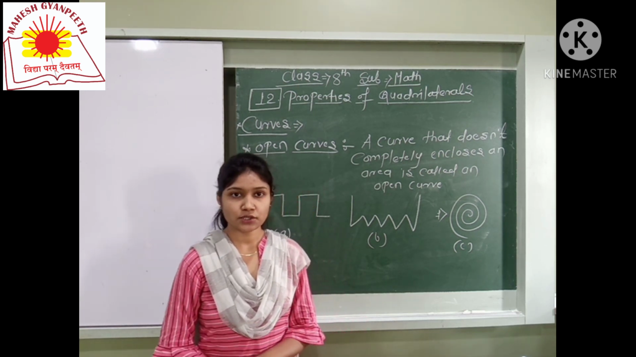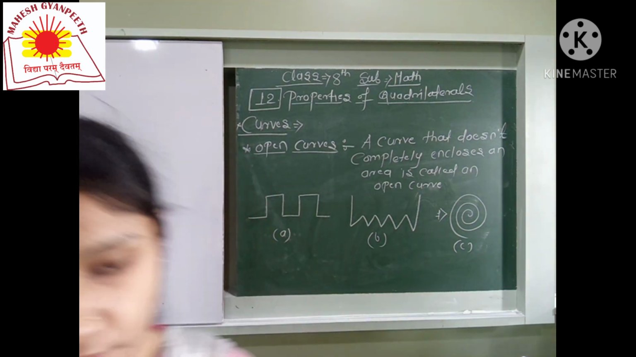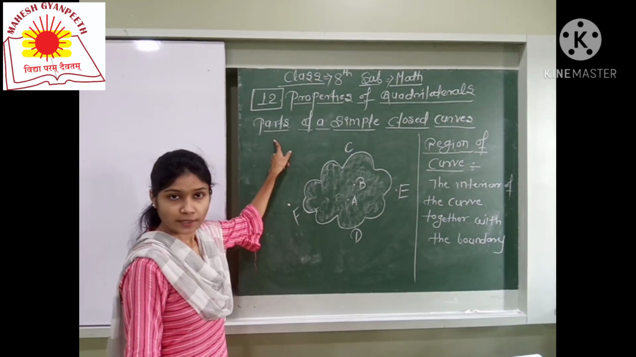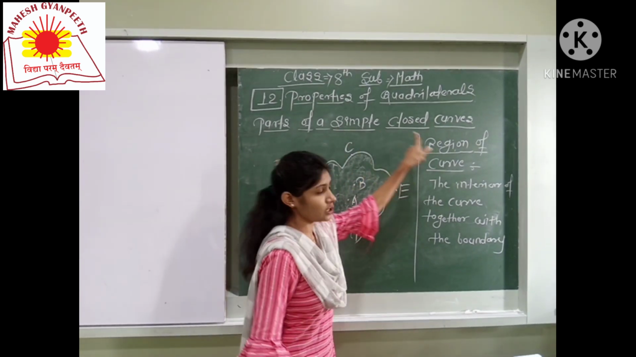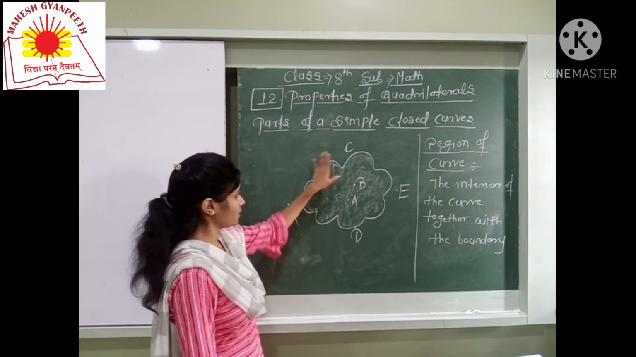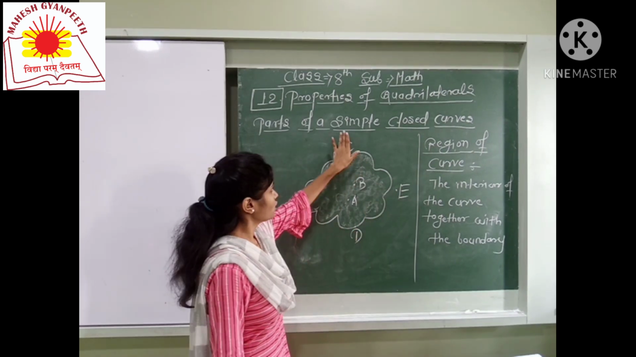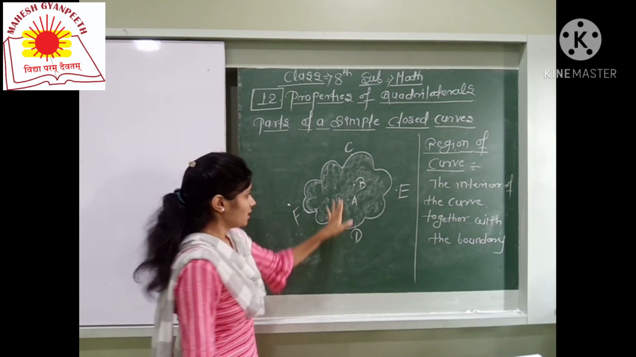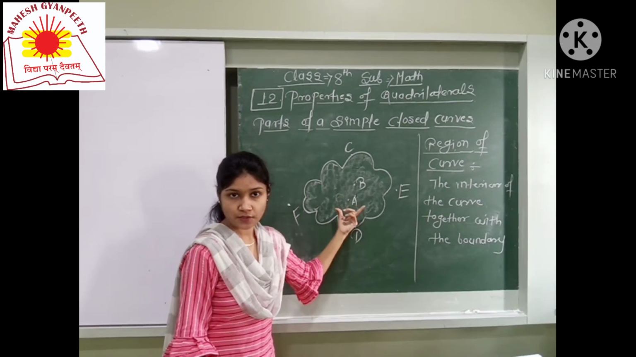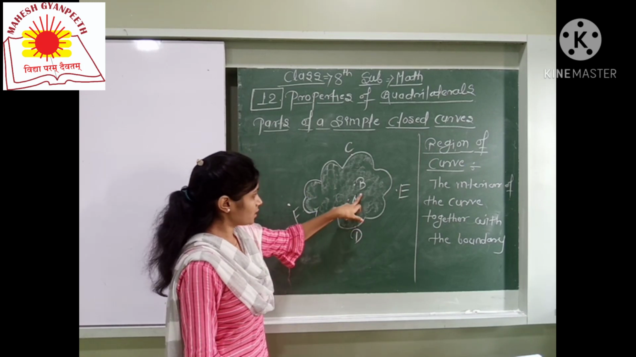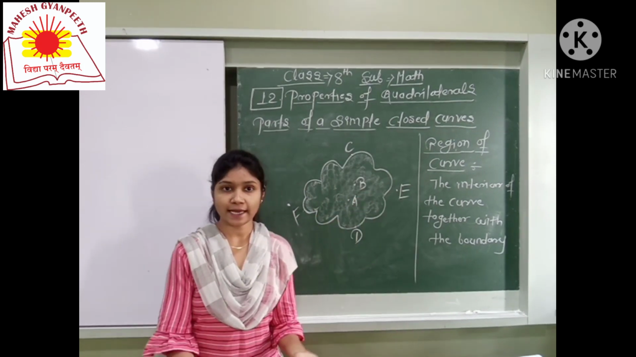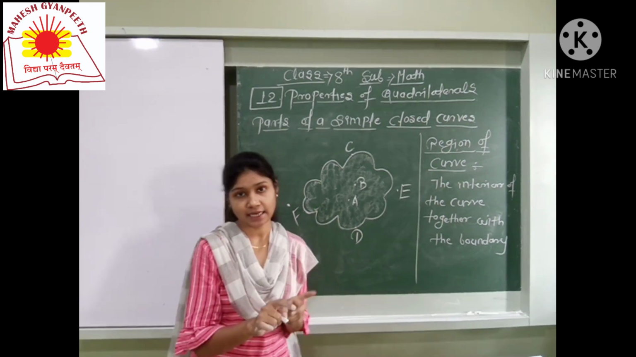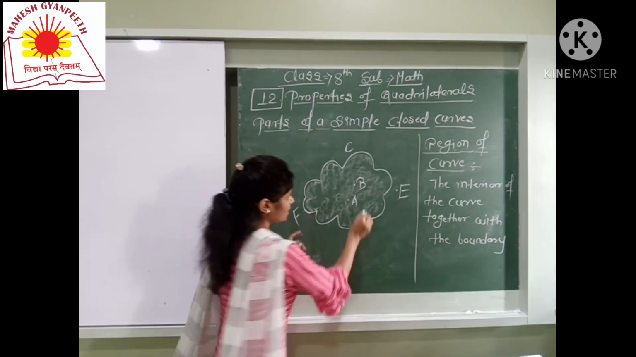Our next topic is the parts of a simple closed curve. This is a simple closed curve, and it has some parts. In this simple closed figure, we have the points A and B. Where are the points A and B? They are inside, in the interior part of this region.